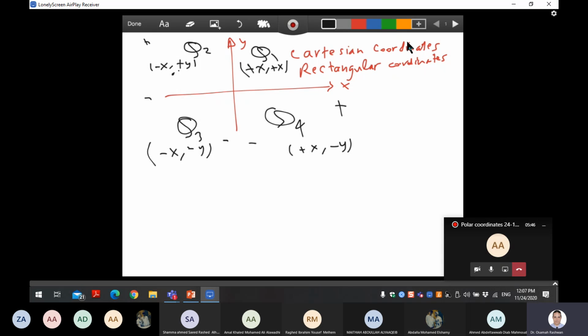Okay. So this is a Cartesian coordinate. And we have different coordinates called polar coordinates. In polar coordinates, you have a pole. The pole corresponds to 0 and 0, right? So exactly like that one.